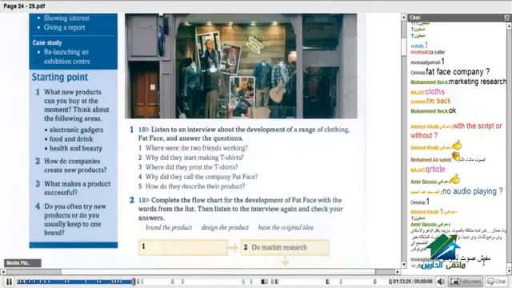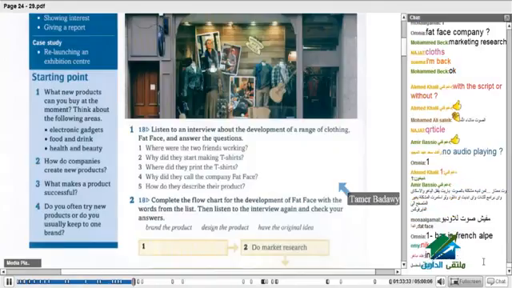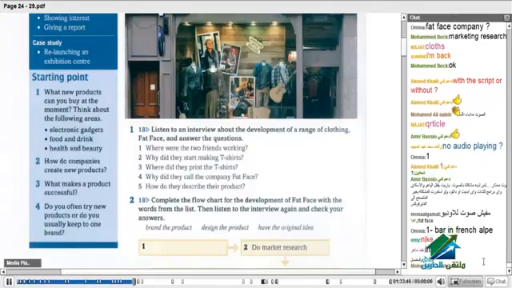Where were the two friends working? In a bar, in a French what? Okay. More answers, please.